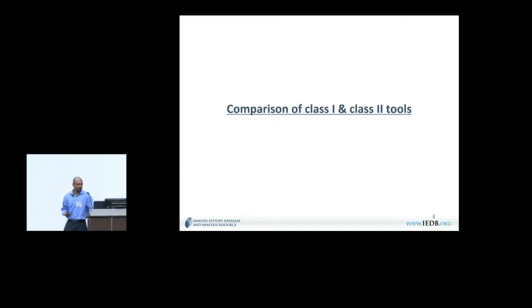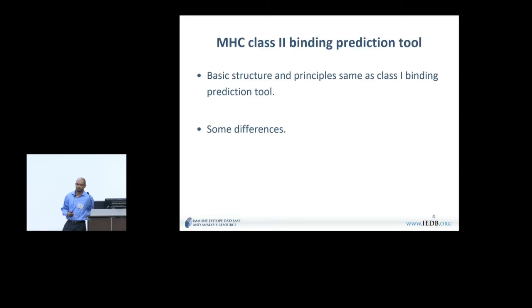First, let's start with the comparison of the class 1 and class 2 tools. The basic structure and principles are the same as the class 1 binding prediction tool. I'm not going to explain in detail, which the editor already did, but I will stress where there are some differences and some important things that you should keep in mind.